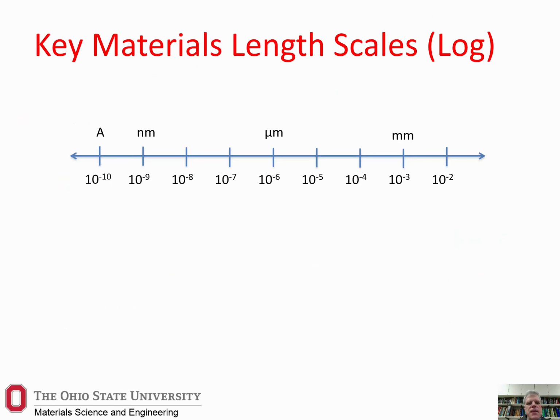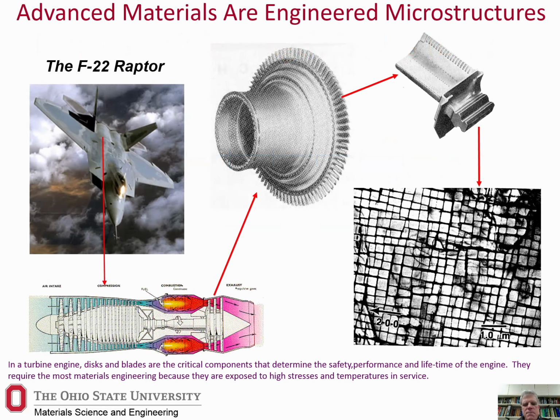So again, key length scales we're going to be dealing with. An atom sits here at about 2.5 angstroms. A nanometer is a very small length. Most grains sit here in the micron range, and most things we deal with are out here in the millimeter range, and that's, again, the key length scales in material science. We'll keep coming back to this.